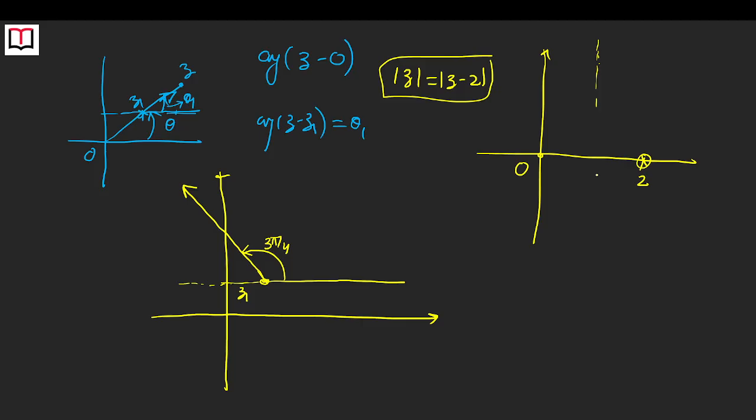Okay, so just a minute. There's some problem here. Yeah, we got it. Okay, so the perpendicular bisector of the line segment joining 0 and 2 here. So Z should lie here.